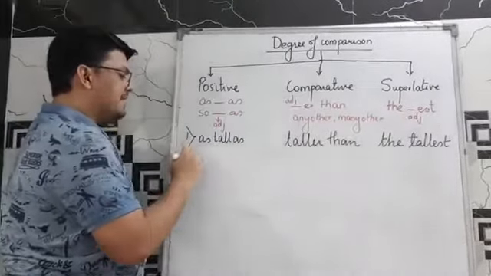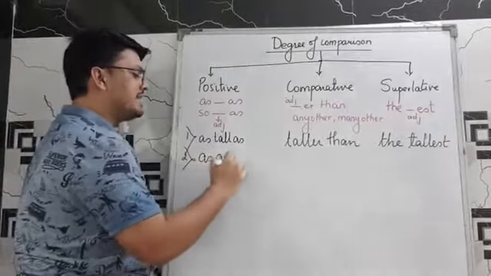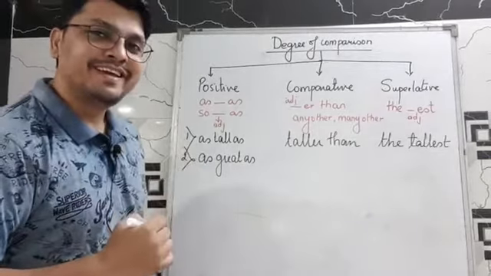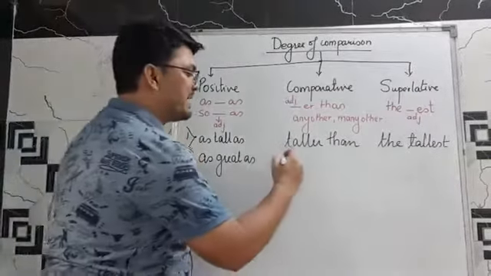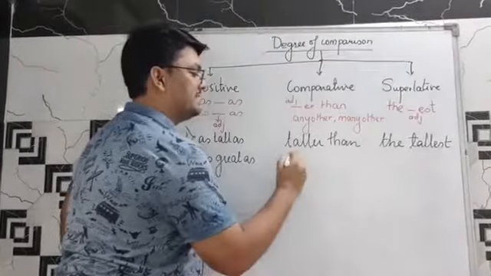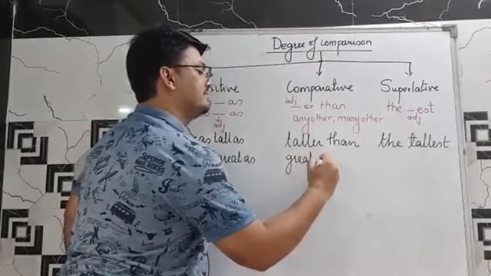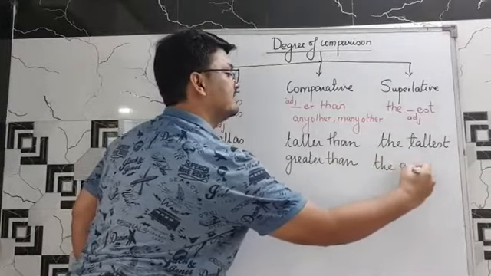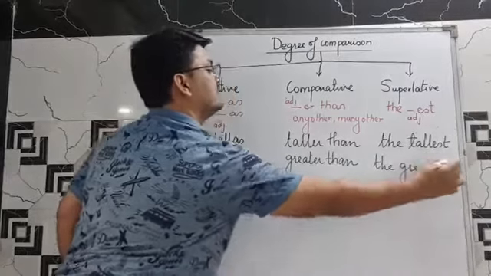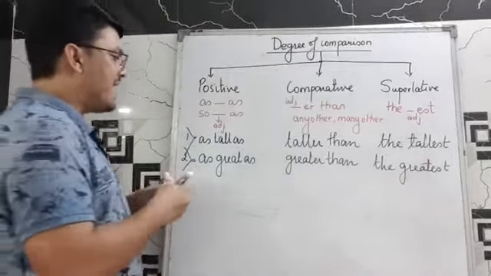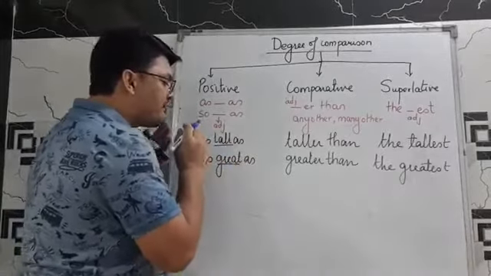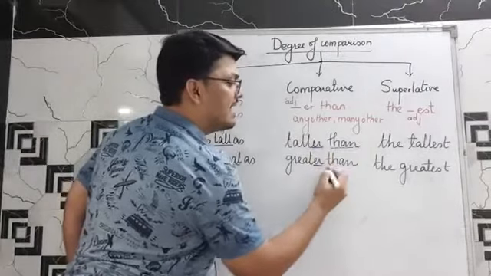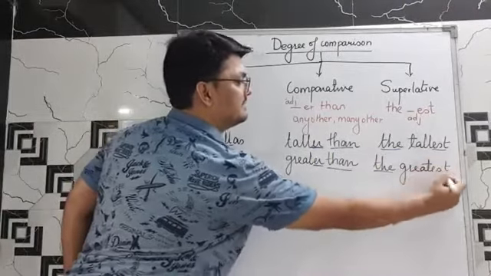Let's go with the second example. As great as. So as great as is a positive degree. So in comparative degree, student, it will become greater than. And here it will become the greatest. So you can see, student, how I changed my adjectives tall and great, how from positive it changed into comparative. You can see I added er then and here the est.